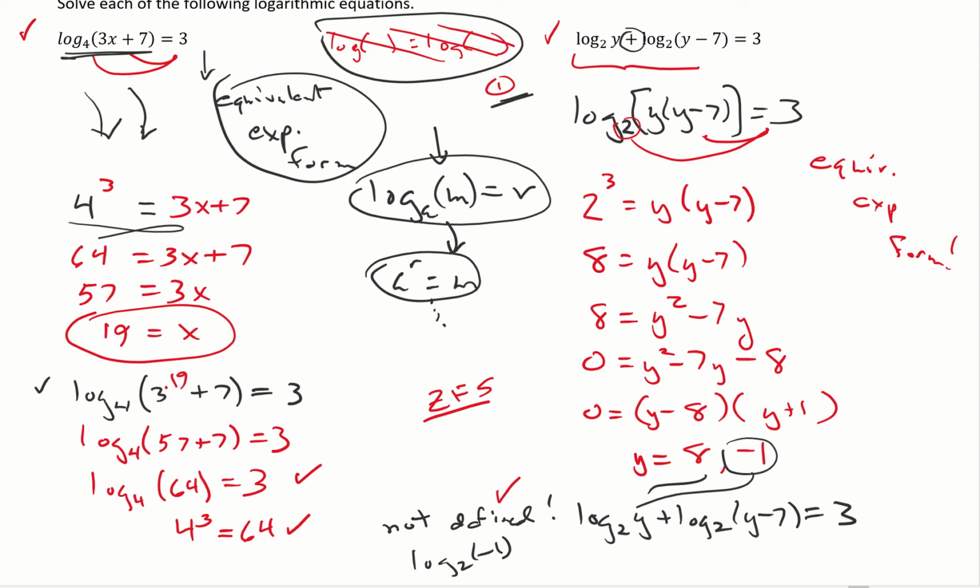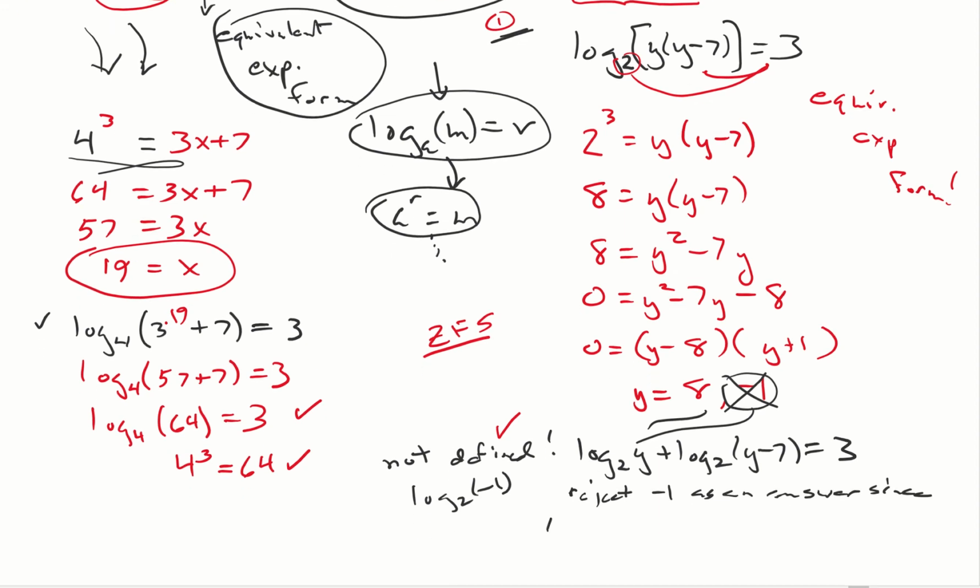So I cannot, by rights, plug in minus 1 into the original equation. So therefore, technically, legally, it's not a solution. We have to reject, so I'm going to say it in English, reject negative 1 as an answer, since log base 2 of minus 1 is not defined. I can't even plug it in. So the answer really is just 8.